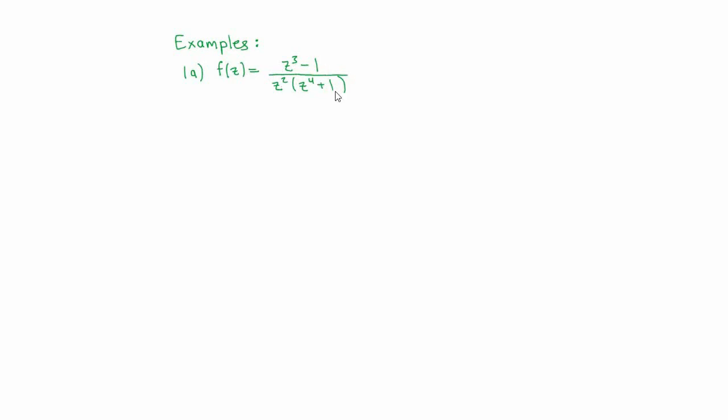The numerator and denominator are polynomials, and polynomials are entire functions. In other words, they're analytic on the whole complex plane. Therefore, it follows from the facts that we just talked about that f of z is meromorphic on the whole complex plane. Let's try to determine where the poles of this function are.